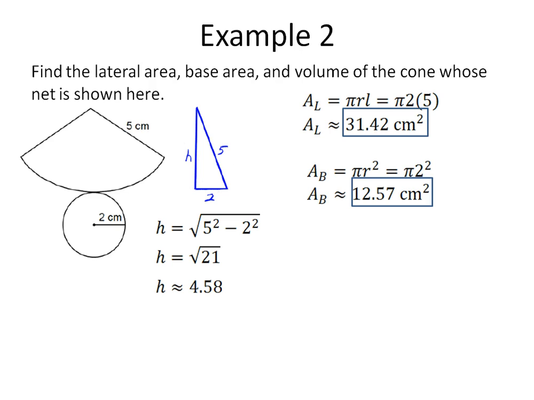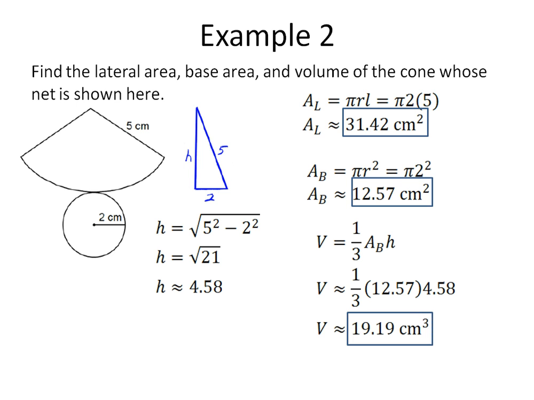And then we need the volume, where we're going to use the height that we just found, the 4.58, and multiply it times the area of the base, which once again is pi times the radius squared, which is what we just found up here. So 12.57 times 1/3 times 4.58 will give us the volume. When we put that in the calculator, we come up with the volume being approximately 19.19 cubic centimeters.